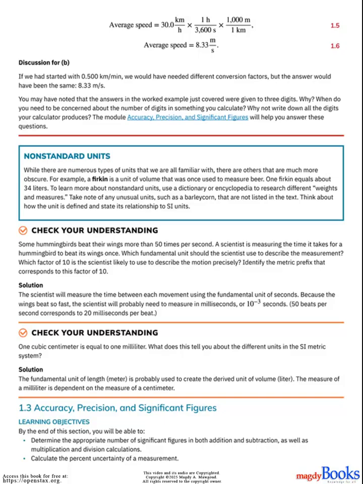1.2.9. Check your understanding. 1 cubic centimeter is equal to 1 milliliter. What does this tell you about the different units in the SI metric system? Solution. The fundamental unit of length, meter, is probably used to create the derived unit of volume, liter. The measure of a milliliter is dependent on the measure of a centimeter.